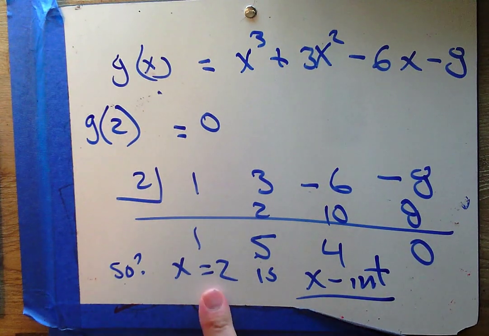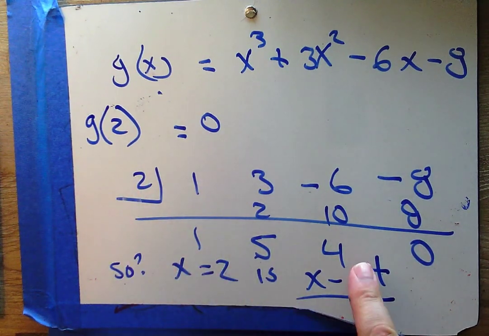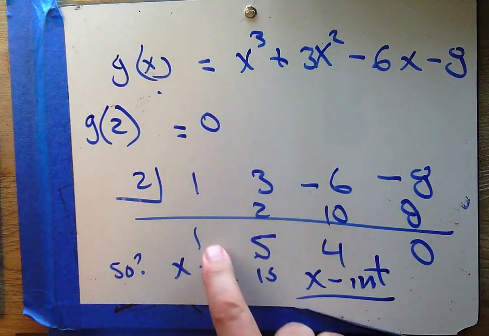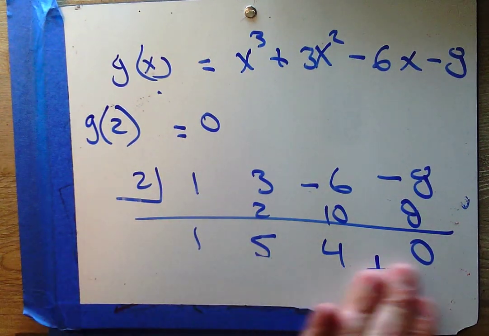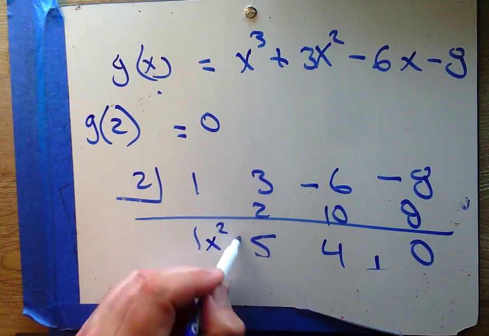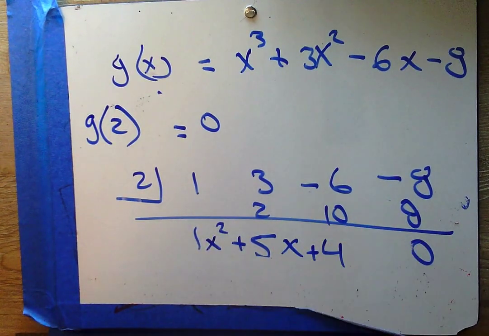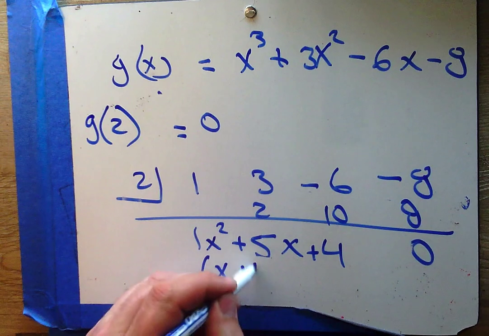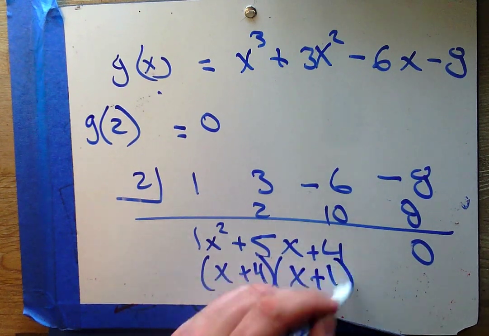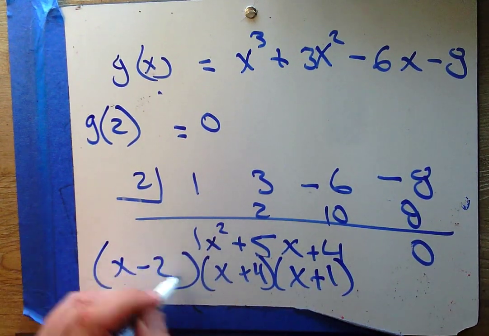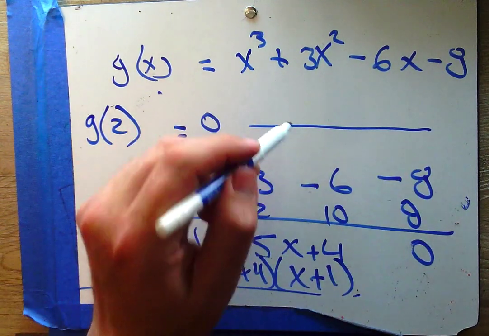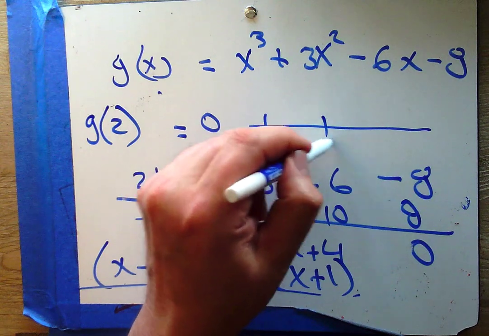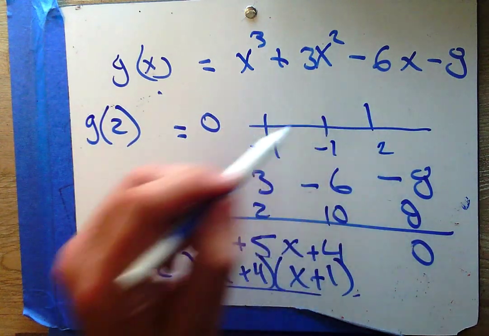So now that we know one of the x-intercepts, we could do some division and break this third-degree polynomial down to a second-degree polynomial. Well, wait a minute. We can take this further. We know that this is 1x squared plus 5x plus 4, and that's going to factor as (x plus 4)(x plus 1). Don't forget the original x minus 2. There's our factored form. And lo and behold, we can now graph negative 4, negative 1, positive 2.